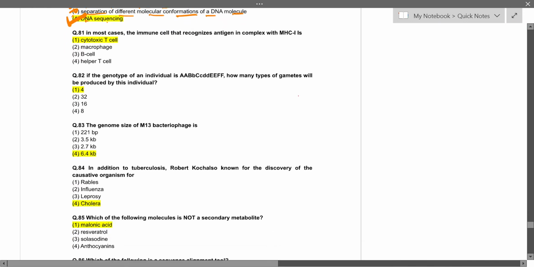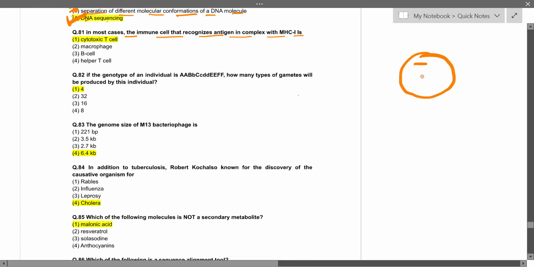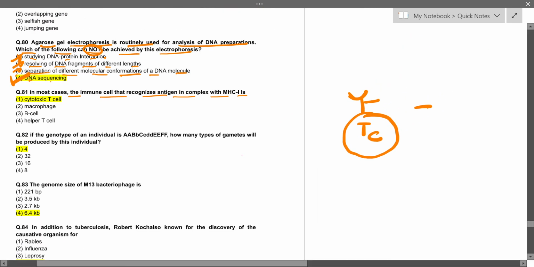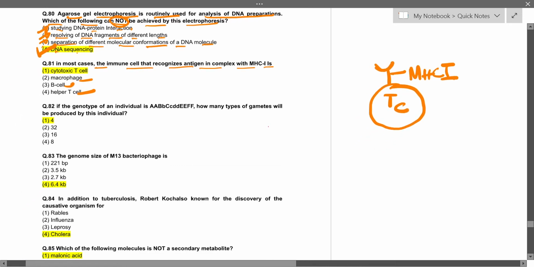Next is, in most cases, the immune cell that recognizes antigen in complex with MHC1 is. So here, the only cell is the cytotoxic T cell. This is the cytotoxic T cell. It contains MHC1 on its surface. Macrophage, B cell, helper T cell do not contain the MHC1.